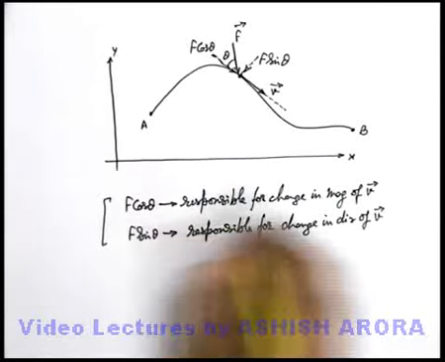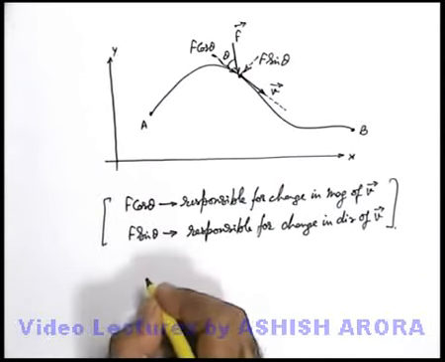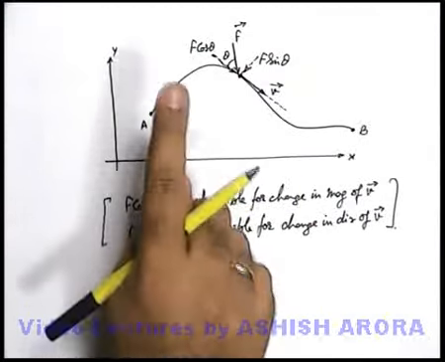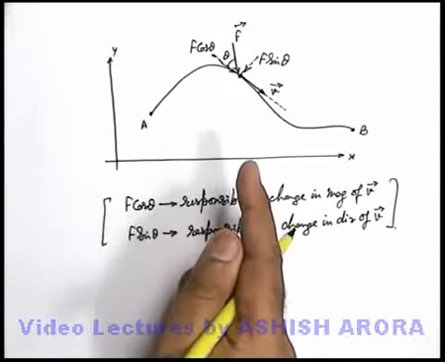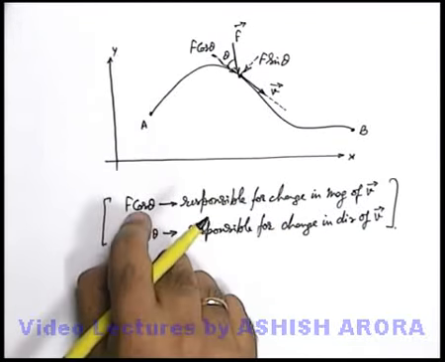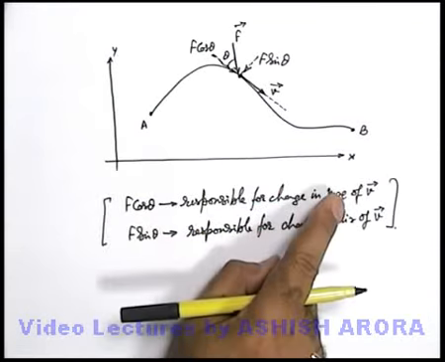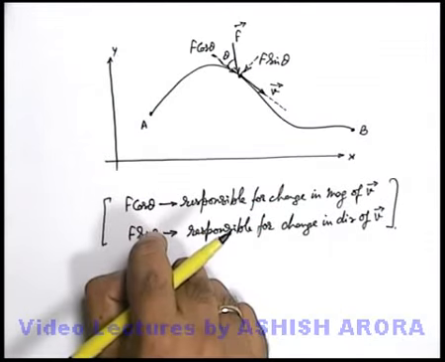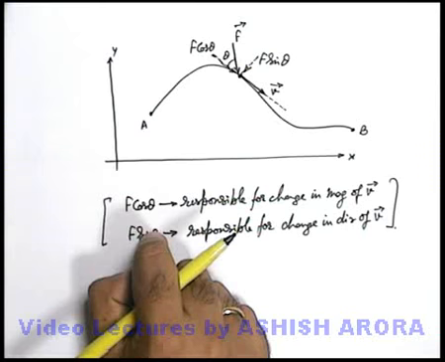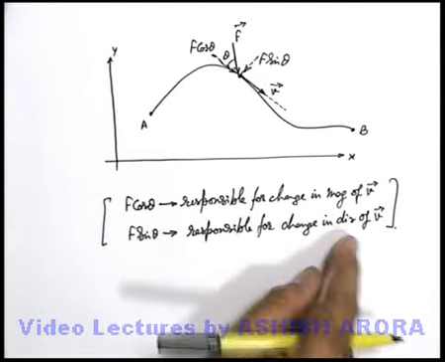This is the way we analyze things. Whenever a particle moves and a force acts on it, we can directly state that the component of force acting along velocity will change the magnitude of velocity, and the component of force acting perpendicular or normal to the velocity vector will change the direction of velocity.